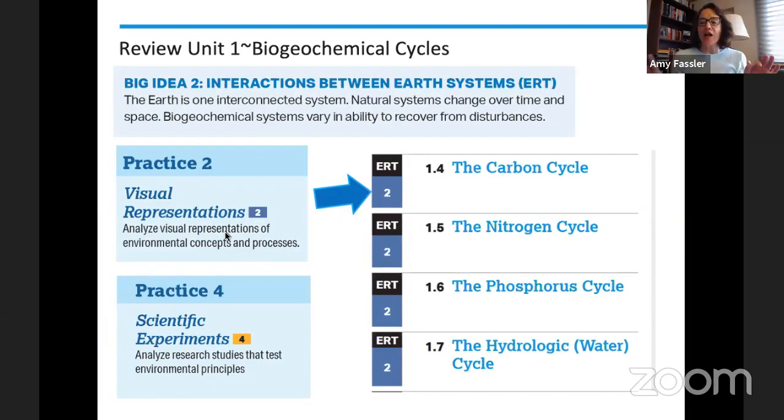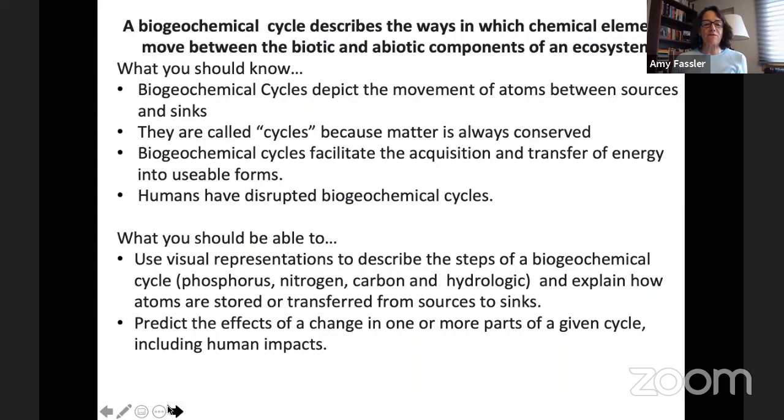Visual representations, that both of our FRQs have that bulleted point in them. And obviously, if you remember your biogeochemical cycles, we're representing all of them with a visual model. And then, as I mentioned, we're really going to focus on scientific experimentation, primarily in your homework for tonight. So let's start off with our first general idea about biogeochemical cycles. They describe ways in which chemical elements move between biotic and abiotic components of an ecosystem. So that's like, how do chemical elements move between the living and the non-living portion? Like elements go from being in a rock to being in a plant or an animal.